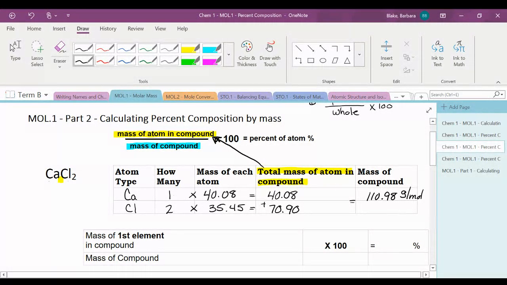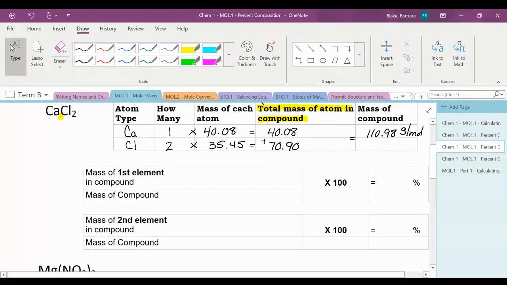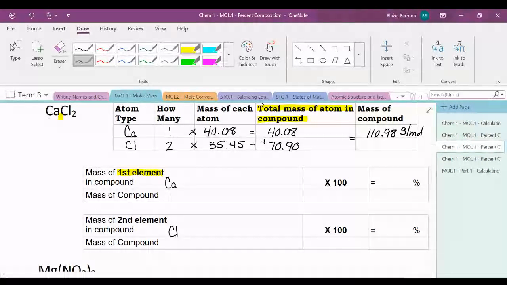So now if I'm going to take this and turn this into a percent problem, there's 2 parts because there's going to be percent of calcium in this compound and there's going to be percent of chlorine in this compound. So on your worksheet, it'll say first element. Well, I'm just going to assume that the first element is going to be the first one that you put up here. And your worksheet's going to say second element, and that's just going to refer to the second element in the compound. And if there's a third element, there will be a third table for you to type in.